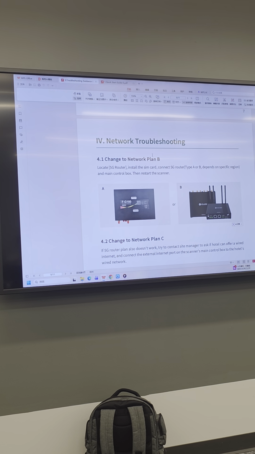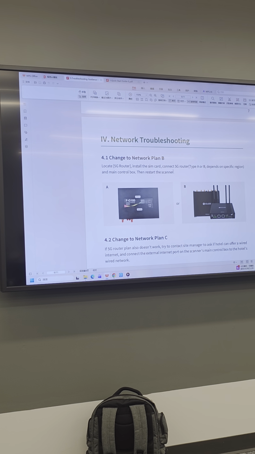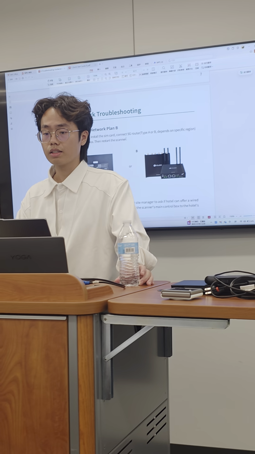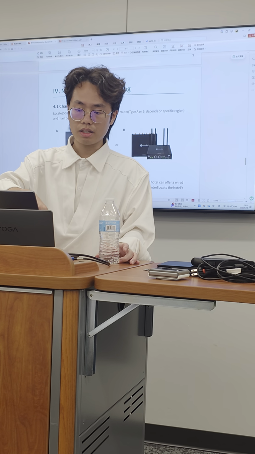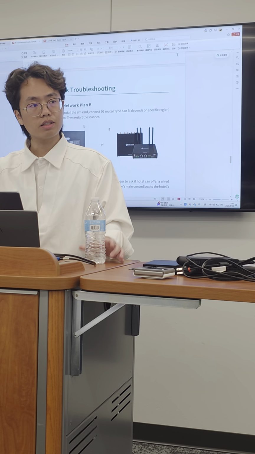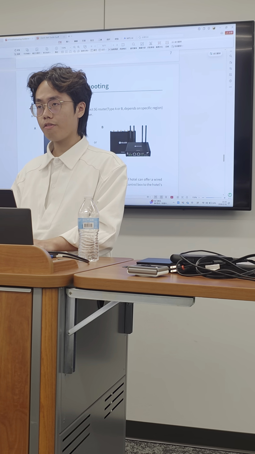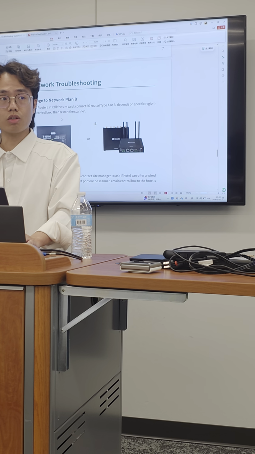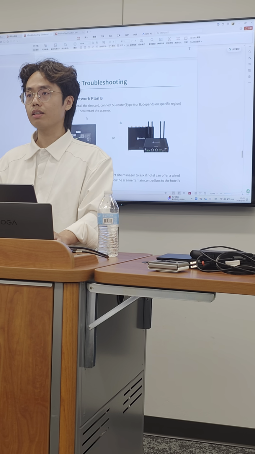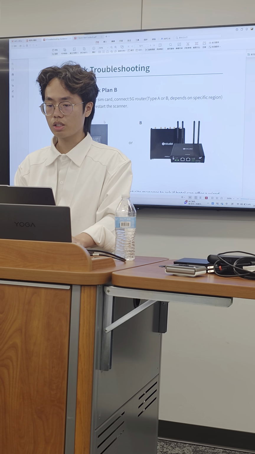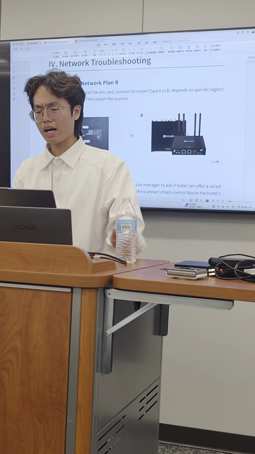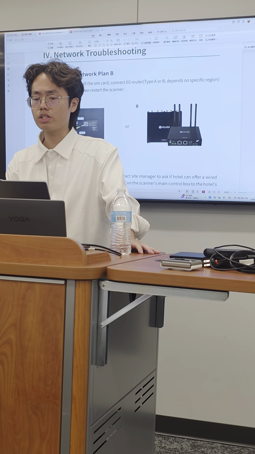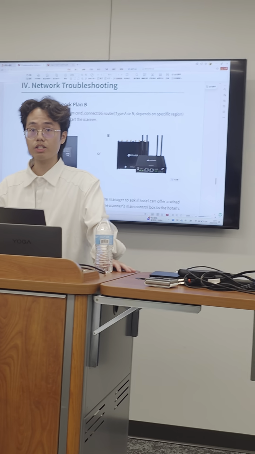Here is the network troubleshooting. Our basic network connection is that you use your laptop to connect to the hotel Wi-Fi, and then use the 10 meter internet cable to connect the computer with the scanner, and then it's working. When the hotel does not offer Wi-Fi, or the Wi-Fi has some problem, we need to use the 5G router. We have two kinds of 5G router. It depends on your region, but their function and installation are very similar.